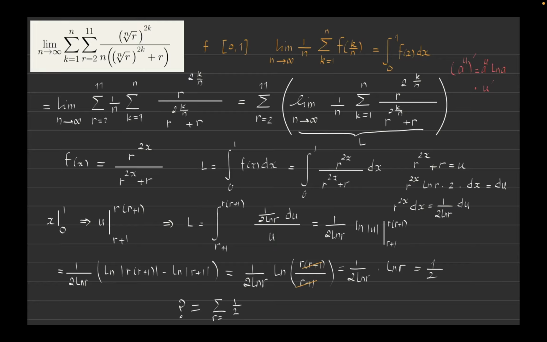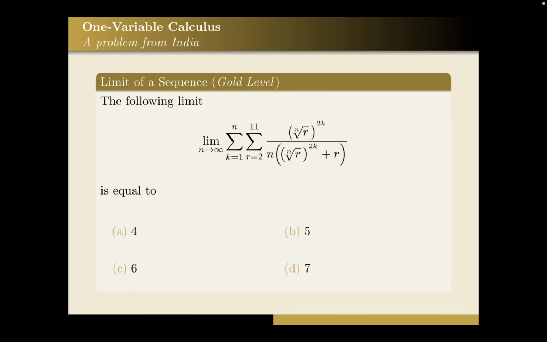r goes from 2 to 11. Sigma of a constant means how many times this constant is being repeated. r starts from 2 up to 11, so there are 10 of them. So I have to multiply 10 by 1/2, and the answer becomes 5. So the answer to this problem is 5. And then of course option B is the correct answer to this problem.